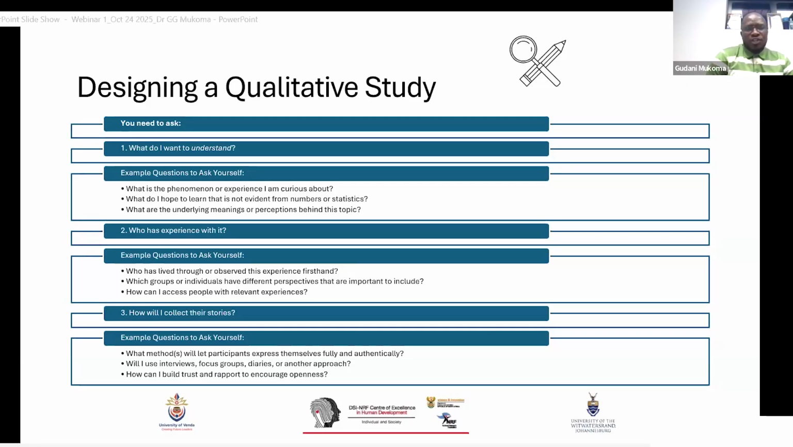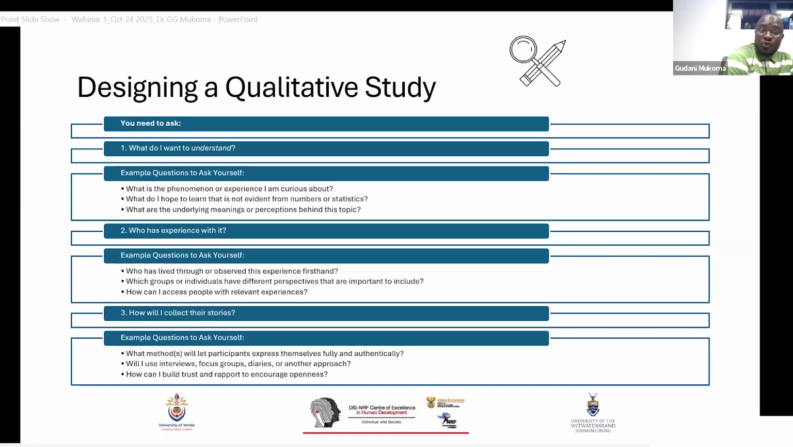An example of questions to ask yourself in that regard would be, what is the phenomenon or experience that I'm curious about? What do I hope to learn that is not evident from the numbers or the statistics? What are the underlying meanings or perceptions behind these topics? So this is very important for you to ask yourself, as this is going to guide you into understanding, what do I want to understand? If you have that question in mind, what do you want to understand?